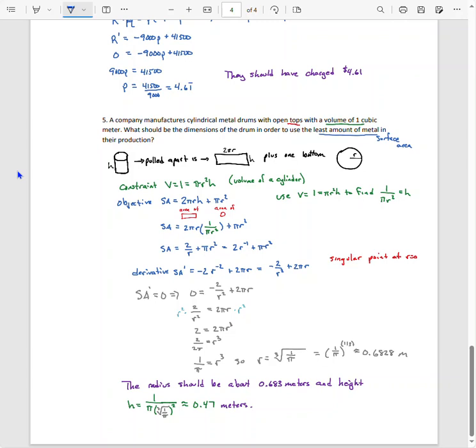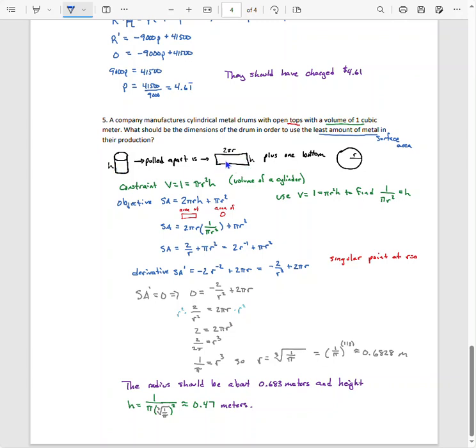Number 5. A company manufactures cylindrical metal drums with open tops with a volume of 1 cubic meter. What should be the dimensions of the drum in order to use the least amount of metal in their production? Okay, so a cylindrical metal drum, I'm thinking like a big 50-gallon oil drum, but it's like a soda can. That's all it is. It's just like a soda can, only this one's bigger, right? So if I pull this apart, think about it.